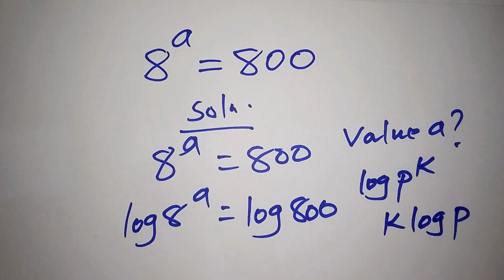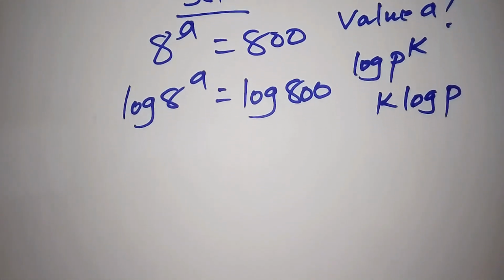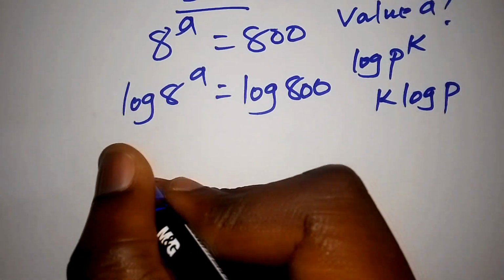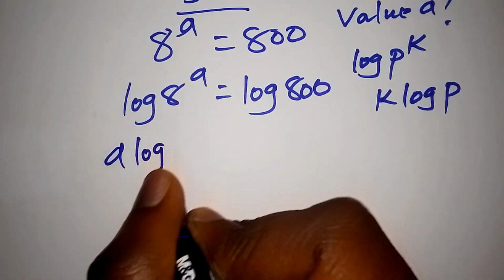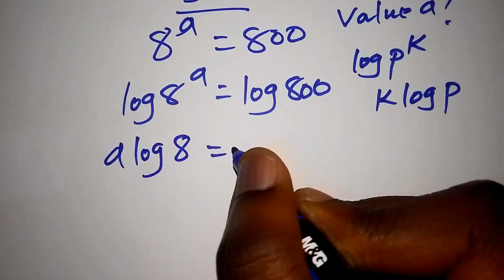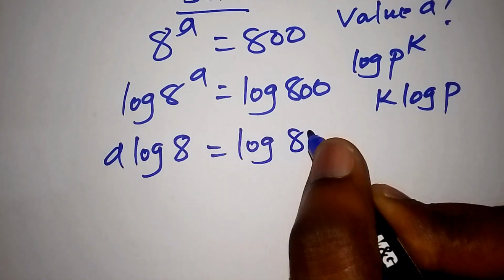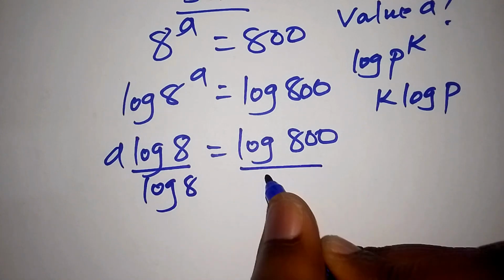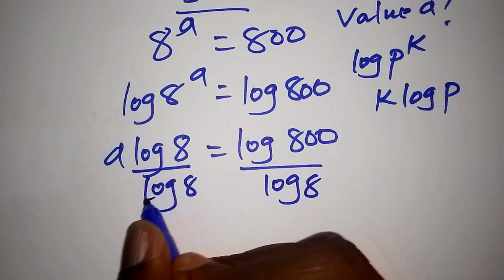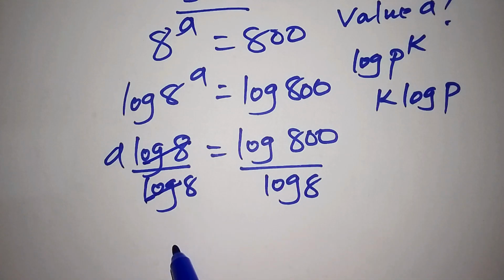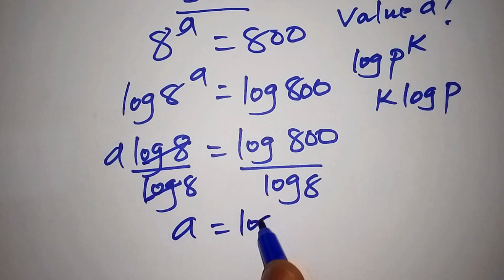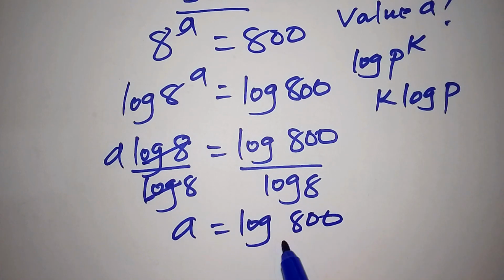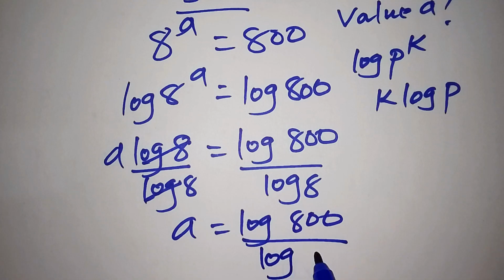So then we shall say that the log of 8 to the power of a can also be written as a times the log of 8. That is equal to the log of 800. From there, we shall divide by the log of 8. The log of 8 and the log of 8 shall cancel. So now a is equal to the log of 800 all over the log of 8.